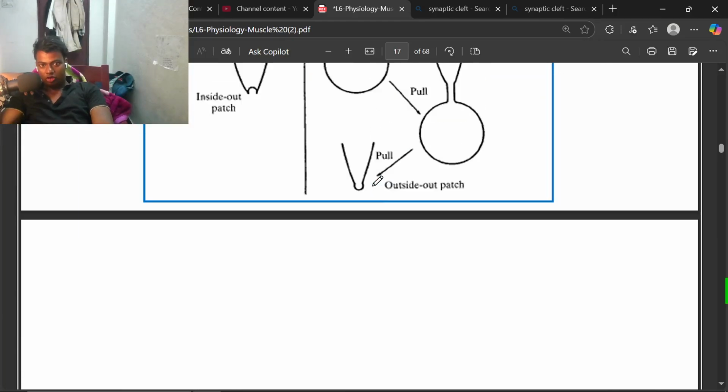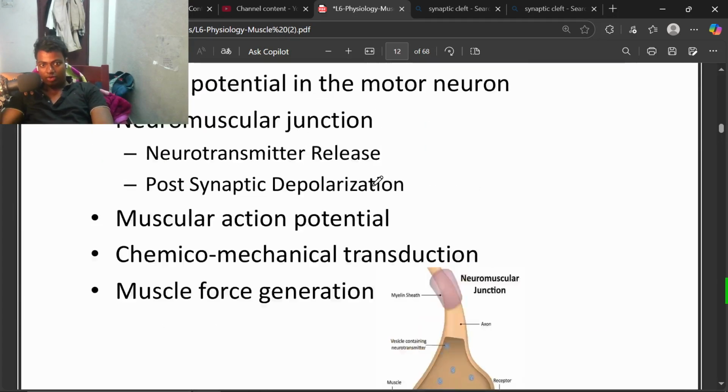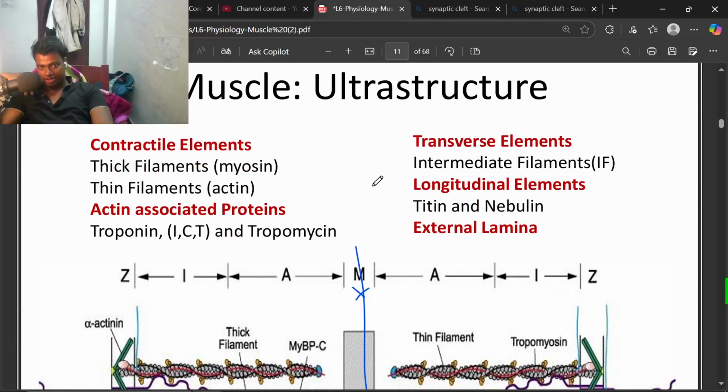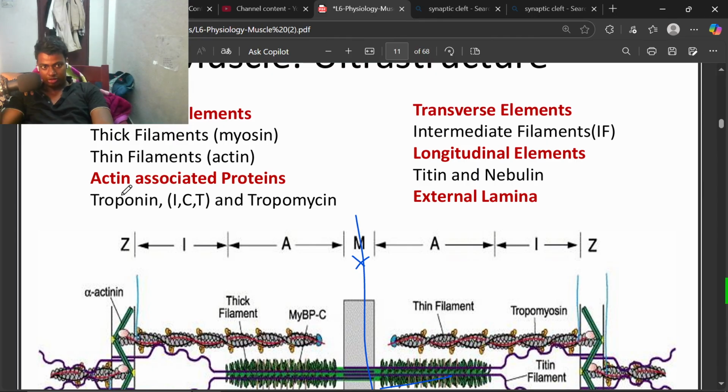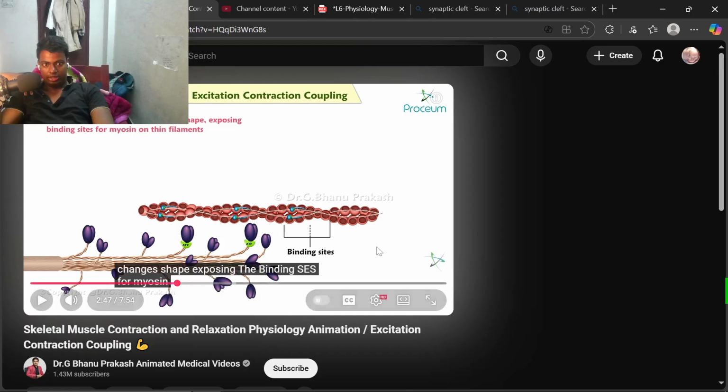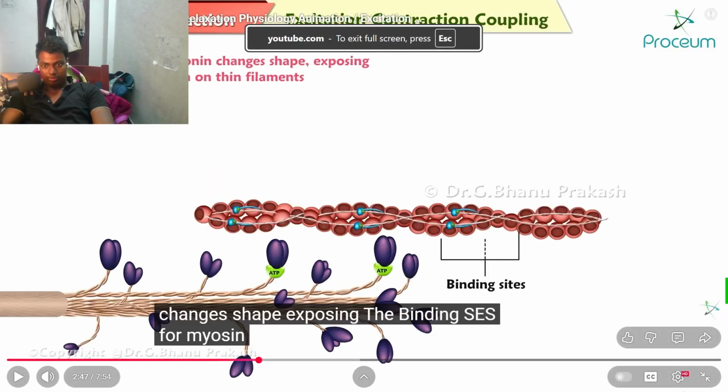Troponin and tropomyosin are part of the actin filament. Yes, actin associated proteins: troponin, tropomyosin. Troponin again has three kinds of protein. Let's continue with that.